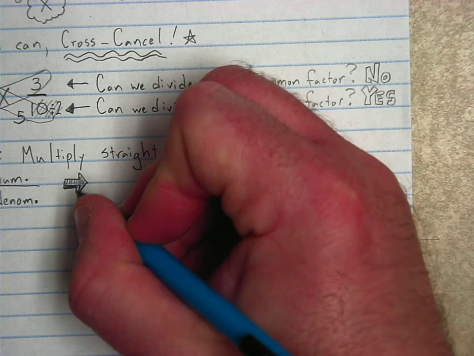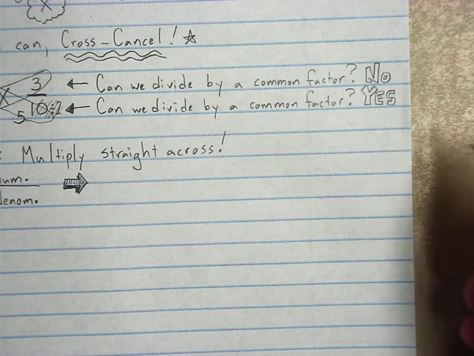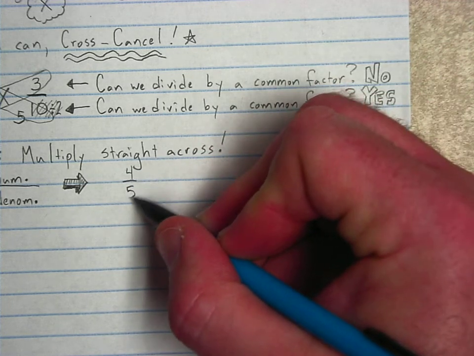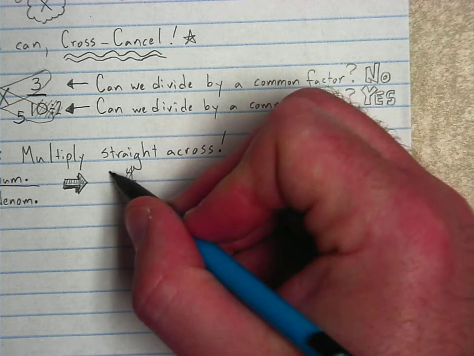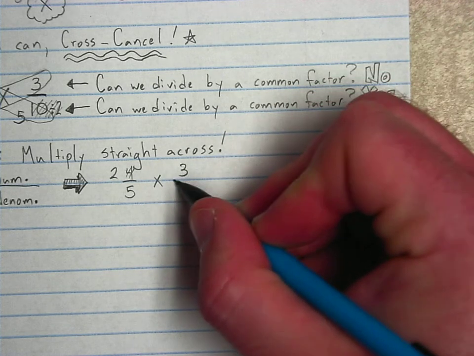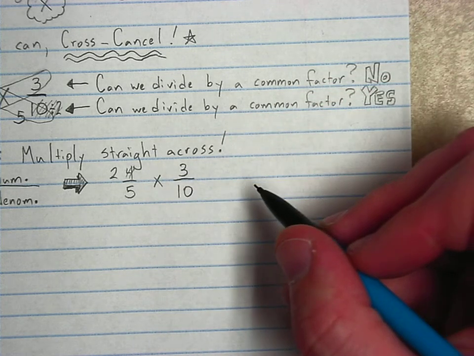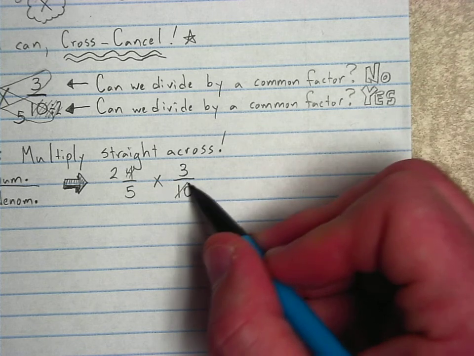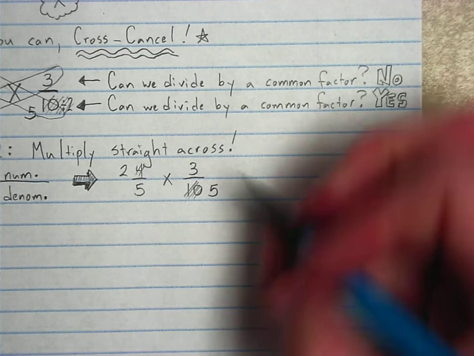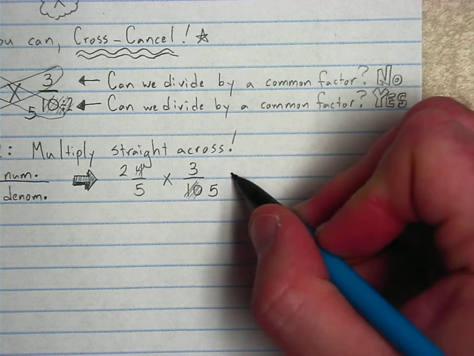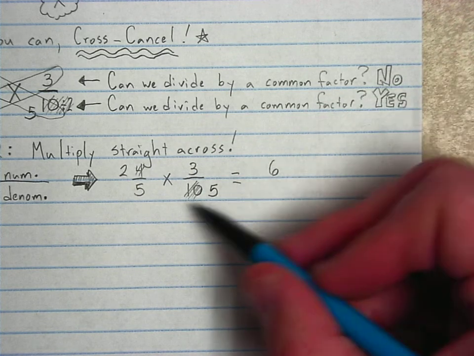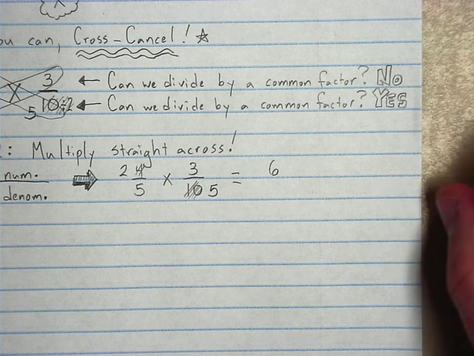So now we've got some new numbers to work with. We originally had 4/5, but we changed the 4 to a 2. We originally had 3/10, but we changed the 10 to a 5. Okay. 2 times 3 is equal to 6. 5 times 5 is 25.